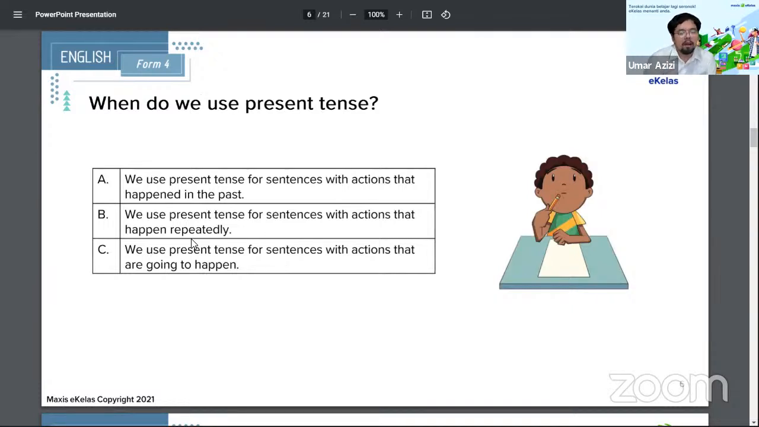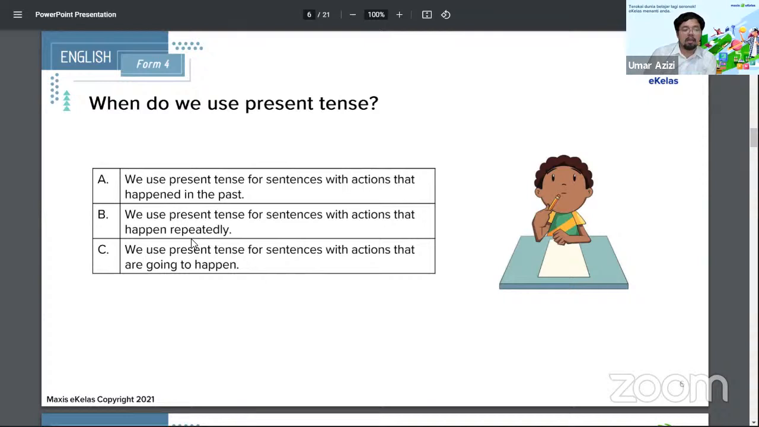When do we use present tense? So there's 3 answers here. I'll read through them. A, we use present tense for sentences with actions that happened in the past. B, we use present tense for sentences with actions that happen repeatedly. For example, the moon setting, the sun rising. C, we use present tense for sentences with actions that are going to happen. So which one do you think it is? Is it A, B, or C?